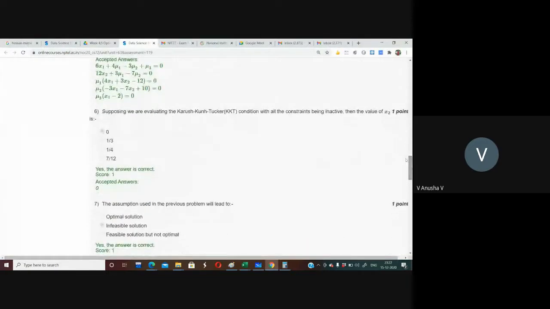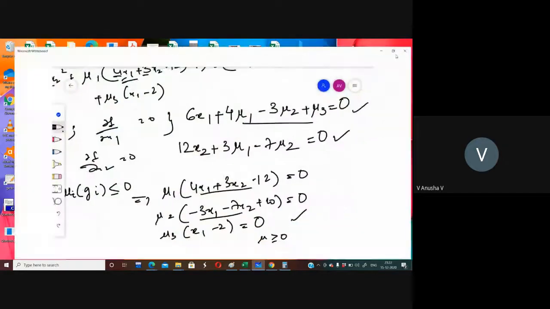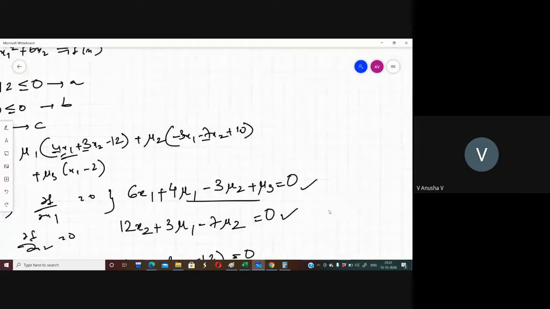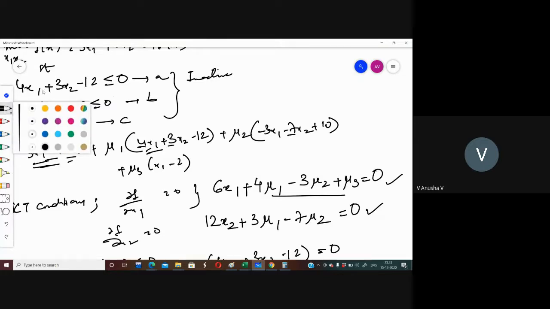And here they have given one question. Suppose we are evaluating the KKT condition with all the constraints being inactive. What then is the value of x2? With all the constraints being inactive, how many constraints do we have? We have three constraints, and these three conditions are inactive. That means 4x1 plus 3x2 minus 12 can never be equal to 0.